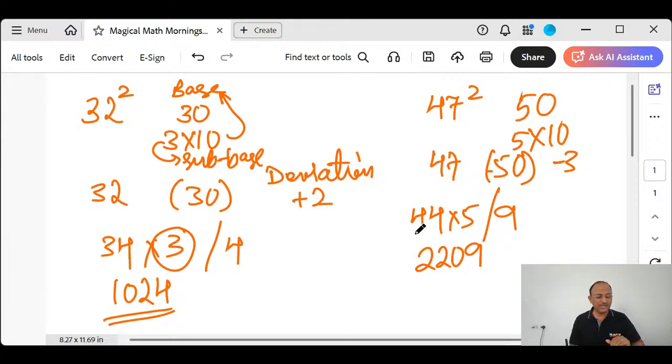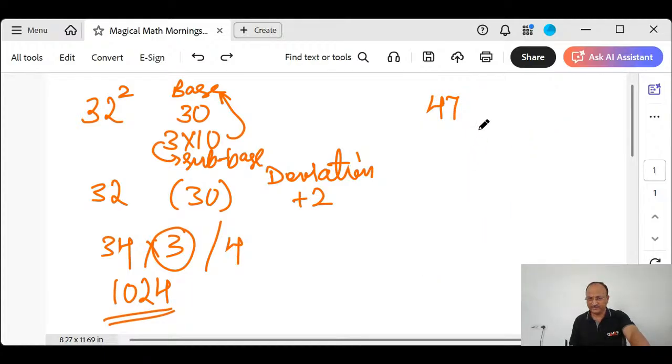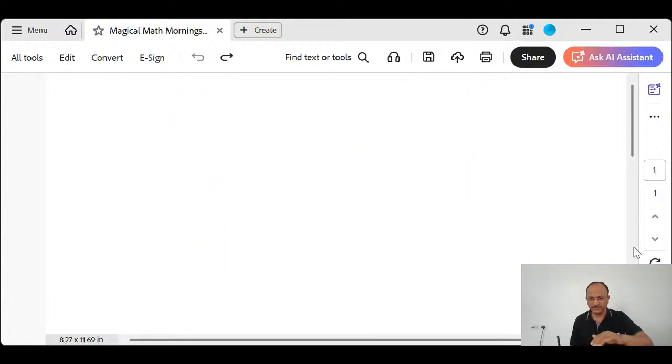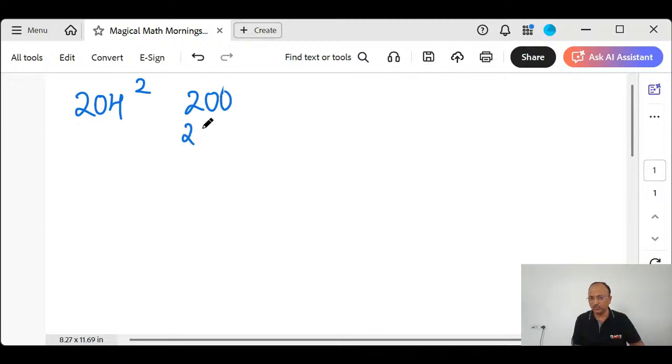Yes. Let's take a little bigger number. Maybe some 3 digit number. Let's try. Let's take 204 square. What is the base? 200. What is the sub base? 2. 2 into 100. Correct? So this we should think in terms of our mind.